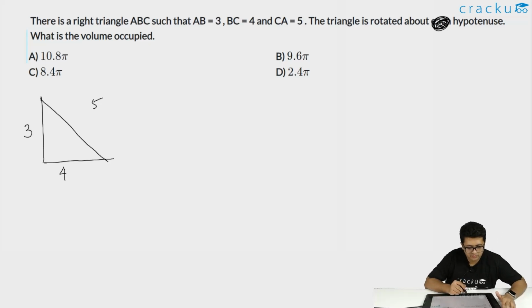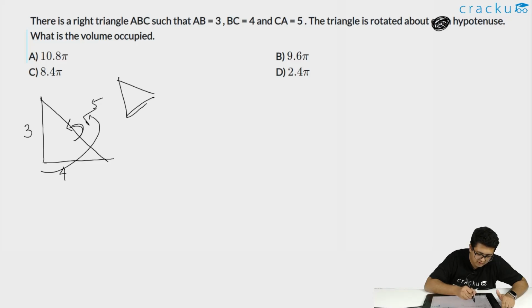So this particular shape is rotated about its hypotenuse like this, right? In these questions you need to visualize a little bit. A right angle triangle is given and is rotated about the hypotenuse. When you rotate it like that, two cones will be formed, two cones with the same base. The heights will be different, but the radius of the base will be the same. So if you rotate about the hypotenuse, you will get a cone like this and another cone like that.